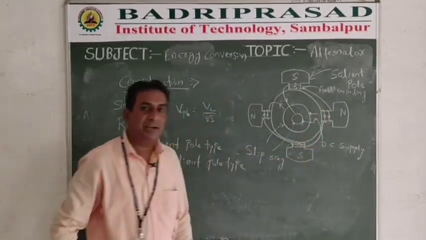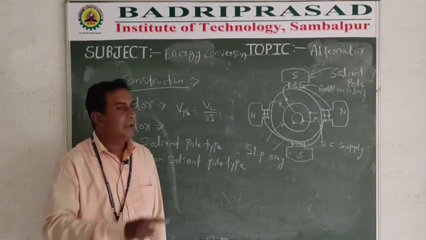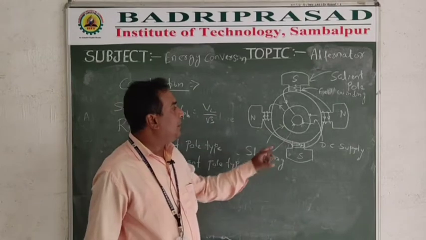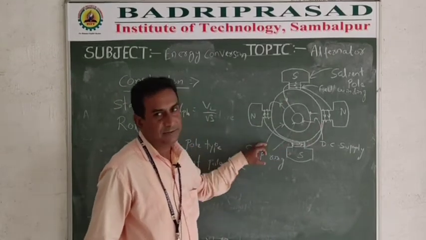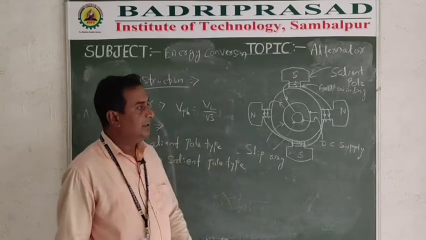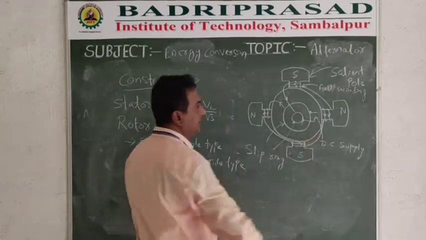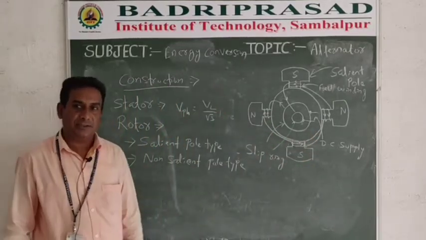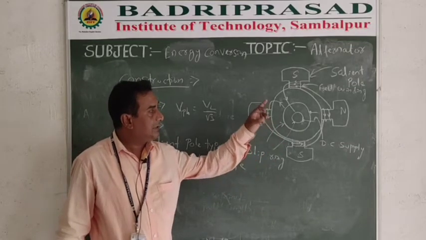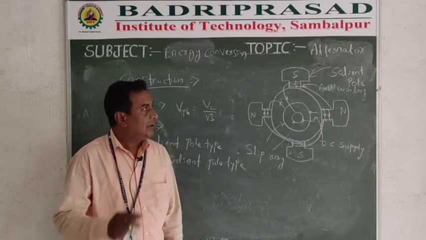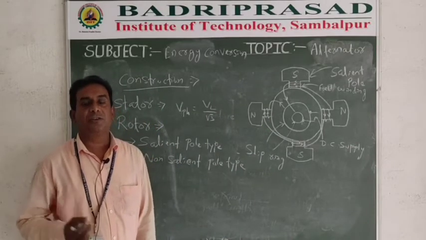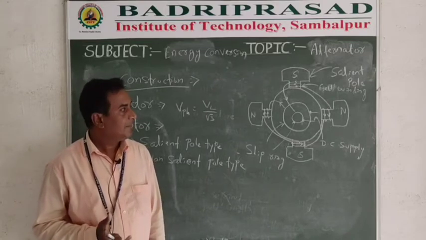In this case, salient poles are connected to a large circular steel frame, and the field windings are connected to the poles in such a way that when a DC supply is given, the adjacent poles become opposite. Opposite poles are necessary to induce the alternating EMF.